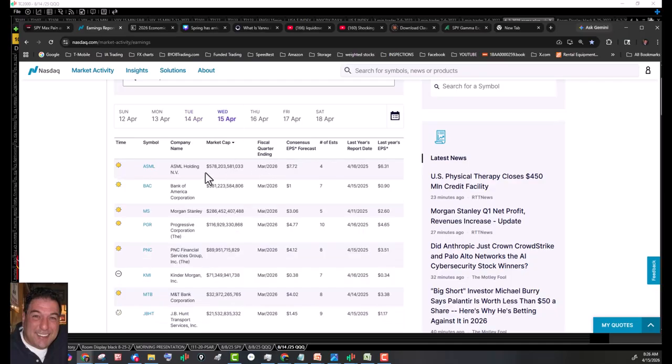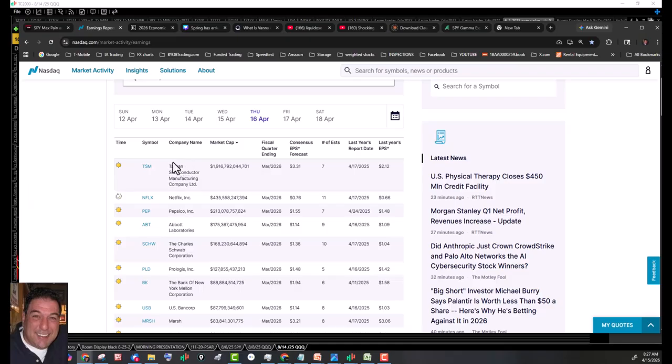We got ASML Holdings going to report today. Bank of America, 381. Taiwan Semiconductor, by far the one with the most market cap, is going to be reporting this week. So we'll see what they do. Again, if you're looking for the tip of the spear, it's going to be technology, and it's probably going to be the semiconductors.